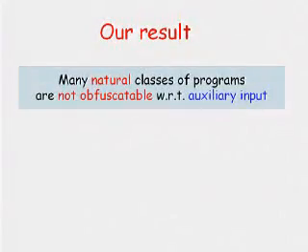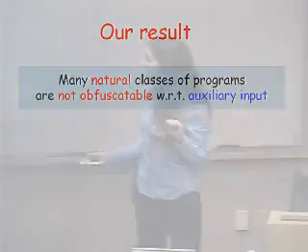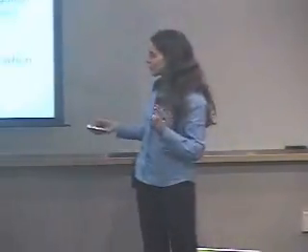Like I said, the bottom line is the obfuscator should not leak any information, not even a single bit. Okay, that was their definition. So what are our results? What we show is that there are many natural classes of functions that you cannot obfuscate, but with respect to auxiliary input. What do I mean by auxiliary input?